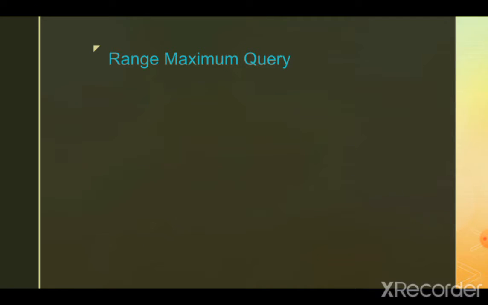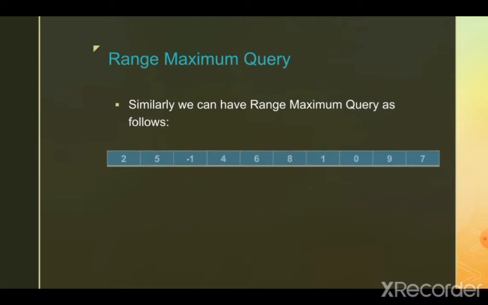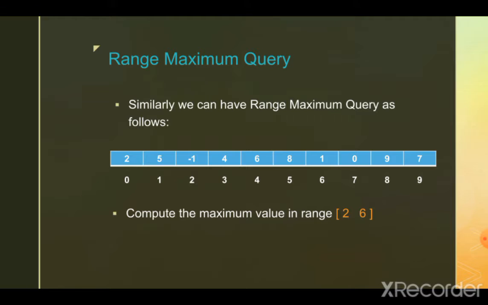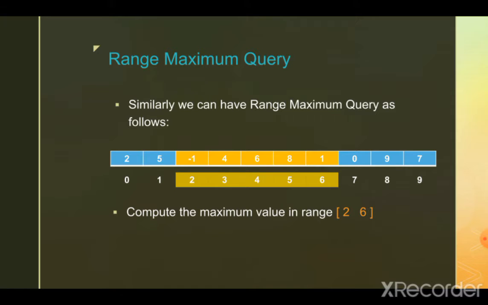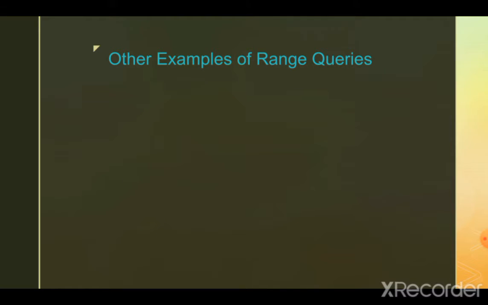Similarly, we can have a range maximum query. The array, its indices, and the example of a range maximum query is: compute the maximum value in range 2 to 6. The range is highlighted. As we can see, the maximum value in the range is equal to 8. Other examples of range queries are GCD (greatest common divisor), XOR (binary XOR operation), binary AND operation, binary OR operation, etc.